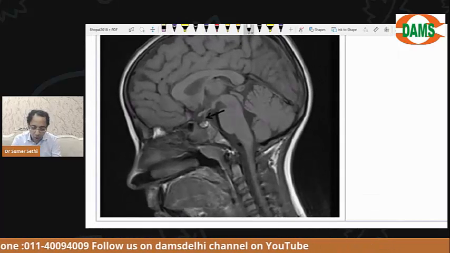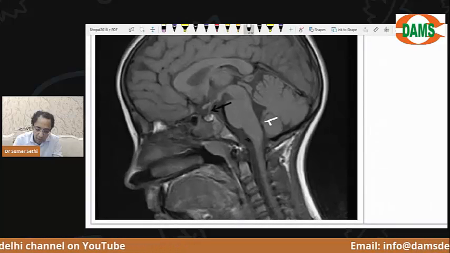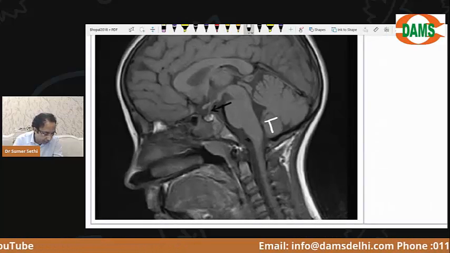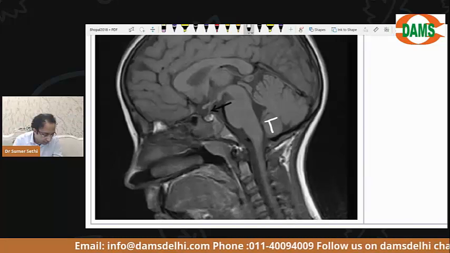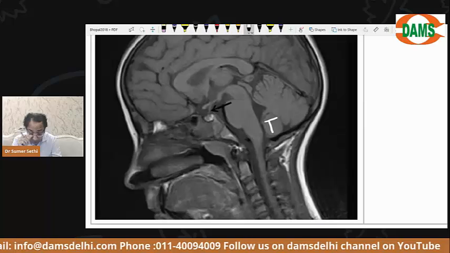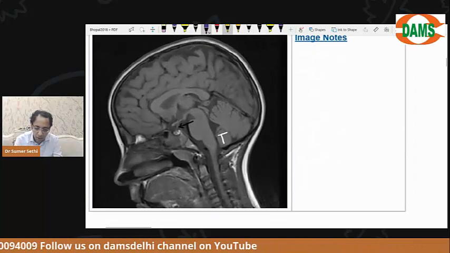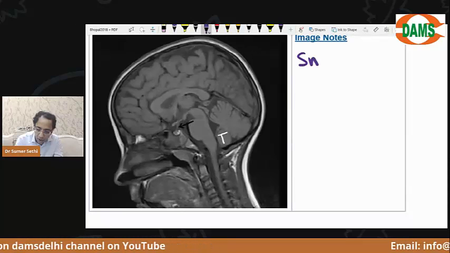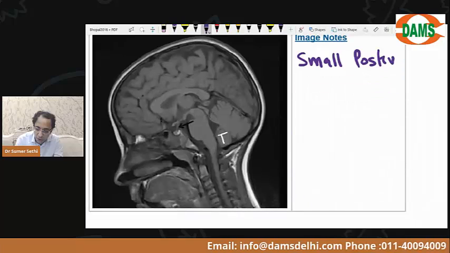So the lowermost part of the cerebellum, which is sitting right next to your foramen magnum, is the tonsil. Lowermost part of the cerebellum is tonsil. Okay. Name a condition in which you have a small posterior fossa.